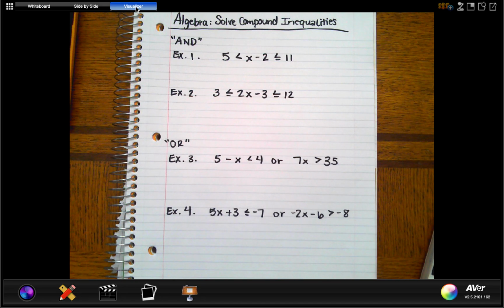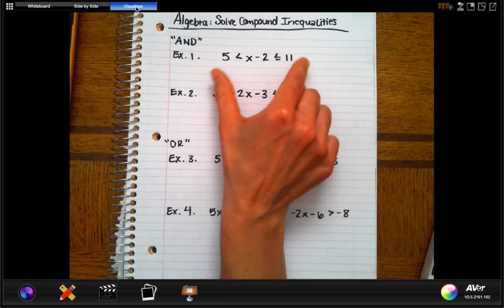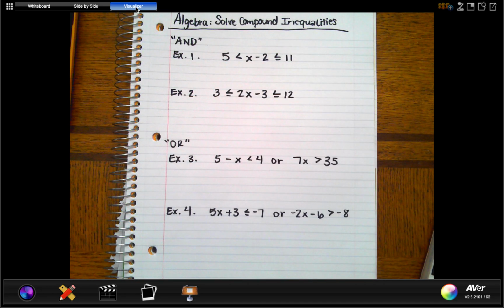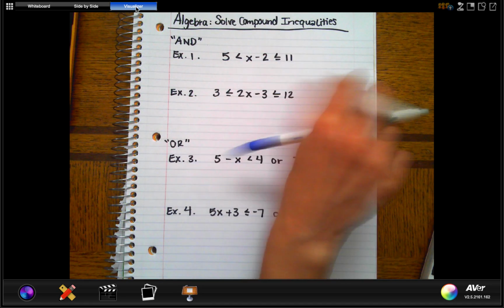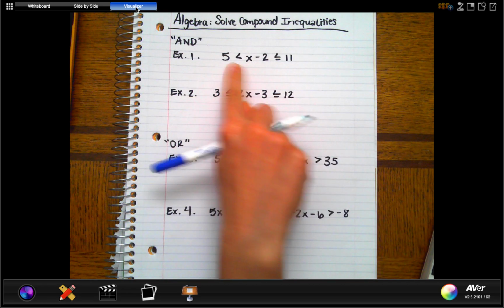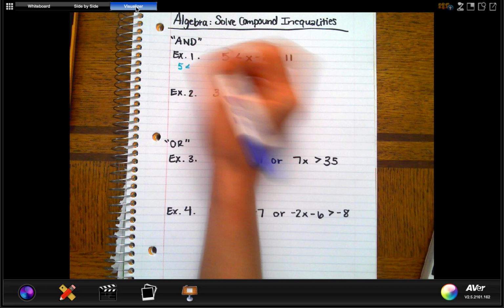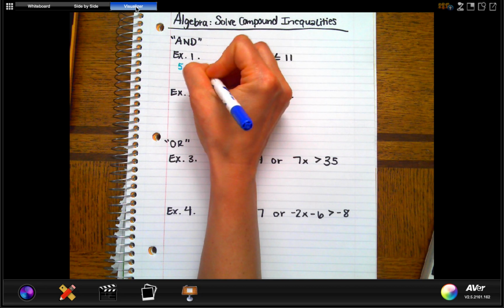Okay, so the and ones generally don't use the word and in the compound inequality, but they connect them together. So there are really two inequalities, which means there are two different things that you have to solve. If you recall, we end up splitting them, solving them twice, and then putting them back together. So the first one you solve is the left side. 5 is less than x minus 2, okay?